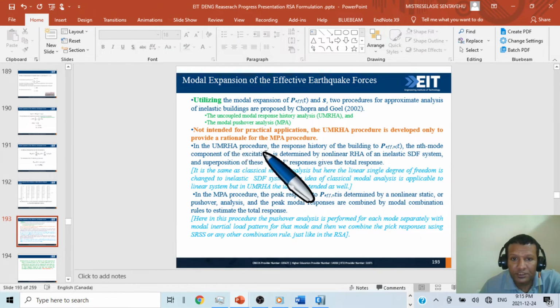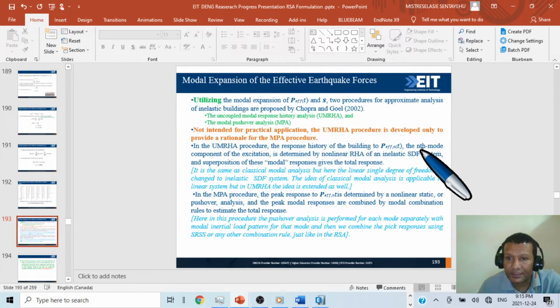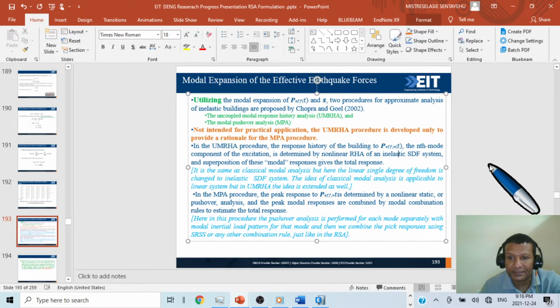So the UMRHA procedure: the response history of the building to P effective for the first mode, second mode, third mode. So we apply the first mode, then we will apply the second mode force, and at the end of the day, for the first, second, fourth, fifth mode directly, we will add up the responses. That is what it says.